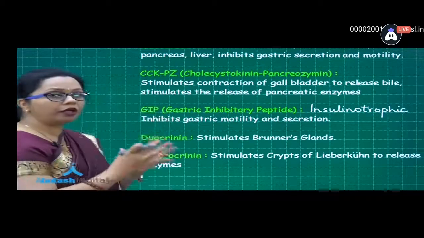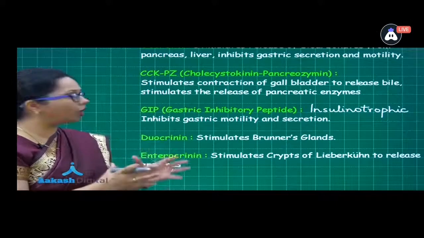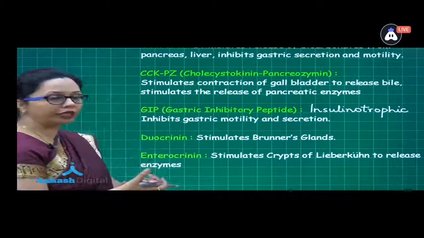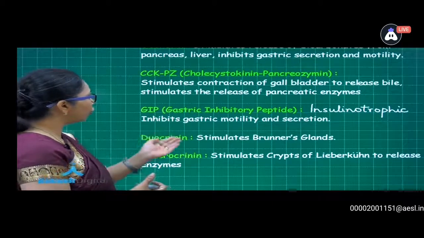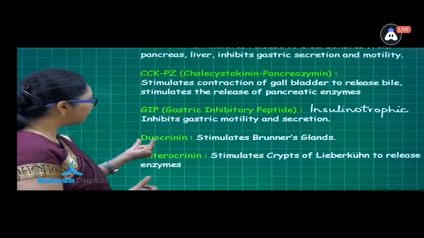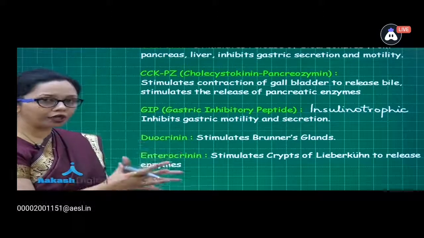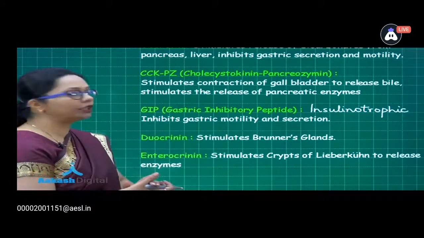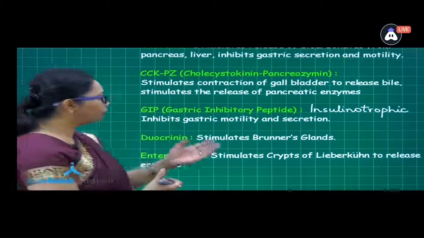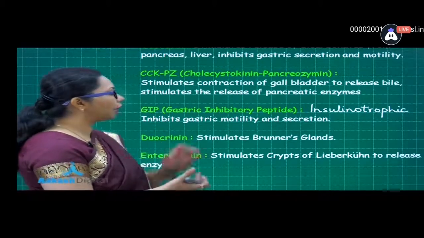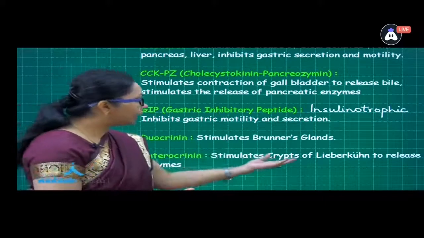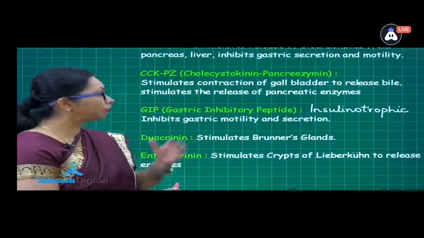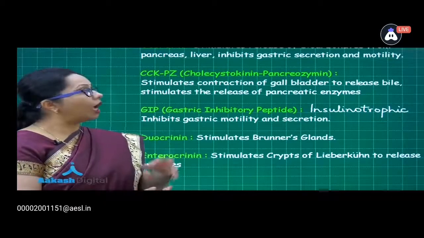Now earlier an older name was used, that was enterogastrone, and enterogastrone was just meant for suppressing gastric motility and secretion. Then another hormone, duocrinin. As the name suggests, duo, it is only acting on the duodenal gland, and the gland which is specific to the duodenum is Brunner's gland. So it is stimulating Brunner's gland to release the alkaline mucus. And another one, enterocrinin. Enterocrinin stimulates the crypts of Lieberkuhn to release the enzymes which are present in the succus entericus.